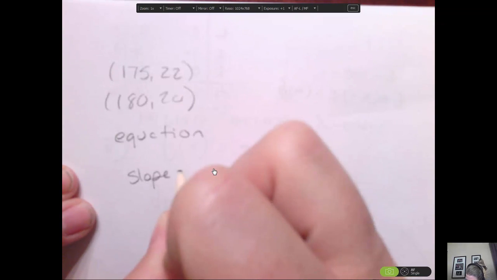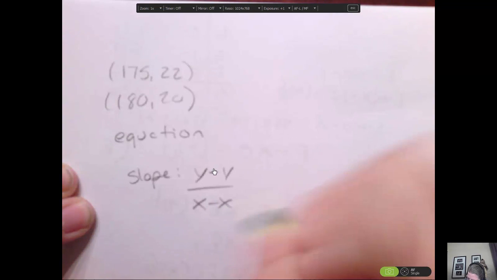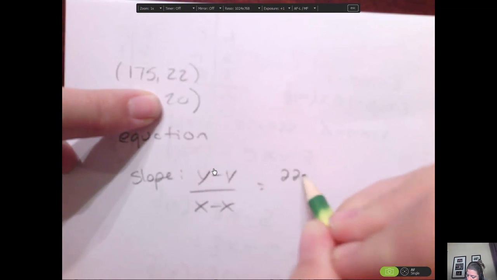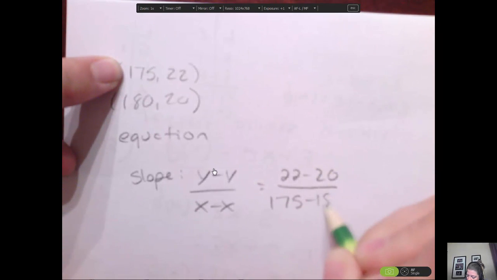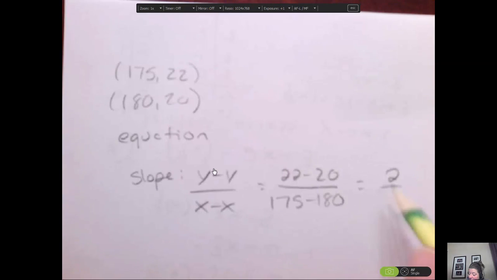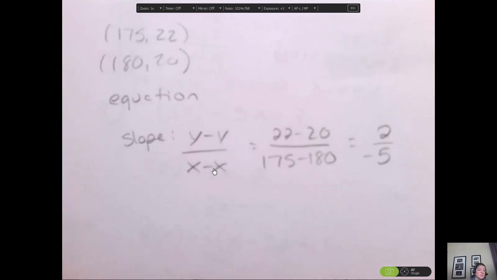So remember, the slope is y minus y over x minus x, and on these points the y's are always the second ones. I'm going to do 22 minus 20 over 175 minus 180. That's going to give me 22 minus 20 is 2, 175 minus 180 is -5. So I got a slope of -2/5.